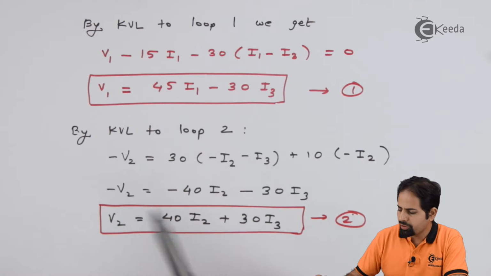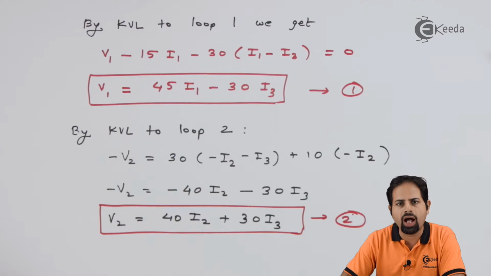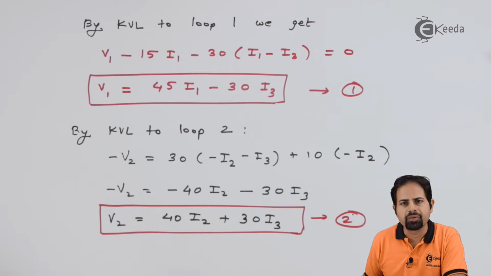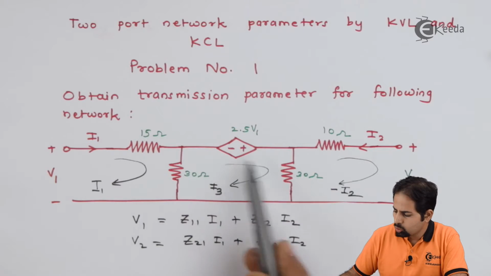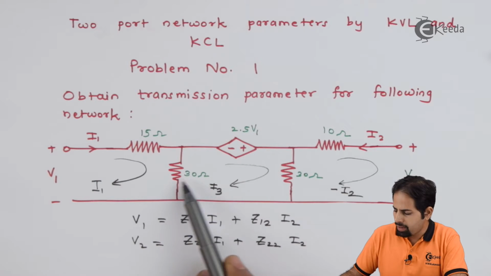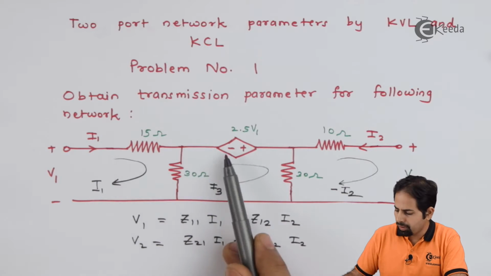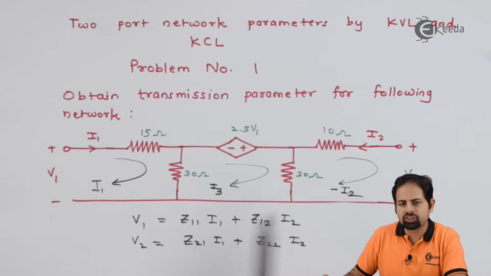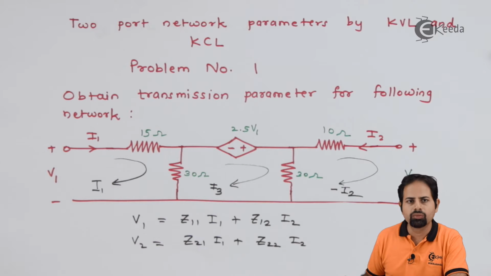And now you can see V1 and V2 I have got both, but I have got in terms of I1 and I3, whereas I should have got it in terms of I1 and I2. So somehow we don't need this I3. So for that we'll apply KVL to loop number 3. So loop 3 means this one. So here what we'll get is minus 30 into I3 minus I1, then plus 2.5 V1 and minus 30 into I3 minus of I2. That will be our equation. We have to get V1, V2 in this form. So let's try.